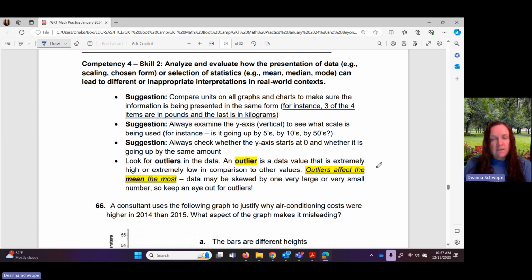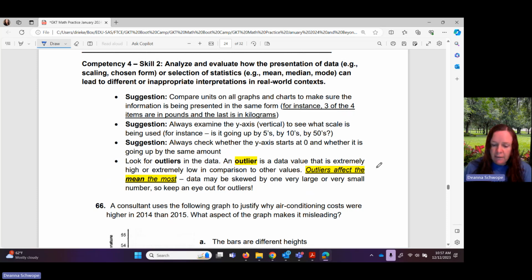So, a couple suggestions I have. Make sure you're comparing the units. Make sure the units are the same. For instance, are all the units in feet or all the units in inches? I had an example one time: 3 of the 4 items were in pounds and the last was in kilograms. So make sure you're taking note of the units.